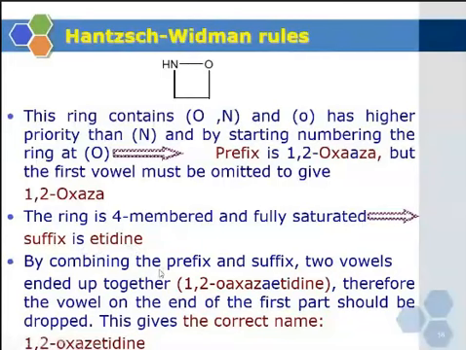So by combining the prefix and suffix, we got oxaza, and that oxaza is combined with etidine. Here we can see there are two vowels coming back to back, so the first one will be dropped. A is dropped here and we will get the correct name as 1, 2, oxazetidine. Clear?